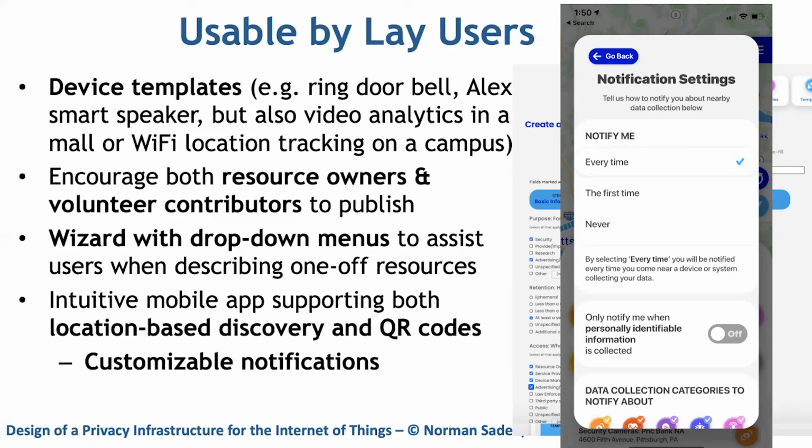And so we're providing people with the ability to customize what they're going to be notified about, whether they want to be notified about the presence of resources every time, or perhaps just the first time they encounter or never, whether it's only personally identifiable information being collected that they want to be notified about. What type of data do they want to be notified about? Is it only visual data? Is it audio data?